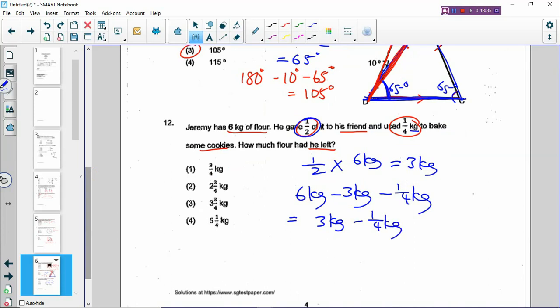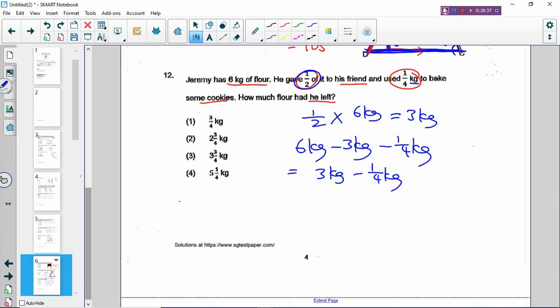So how do you minus a whole number with a fraction? You convert the whole number into a mixed number. So you take out one whole, and you have 2 wholes left. And the one whole must have the same denominator as the fraction that you see, which is 4. So the one whole will have to become 4/4. So you have 2 and 4/4 kilogram, and you minus 1/4 kilogram, and then what do you get?